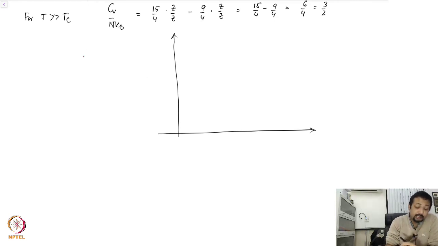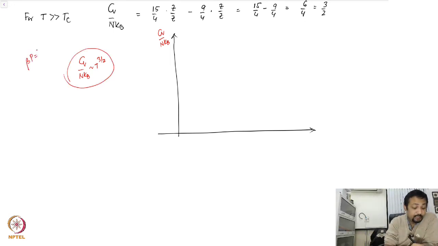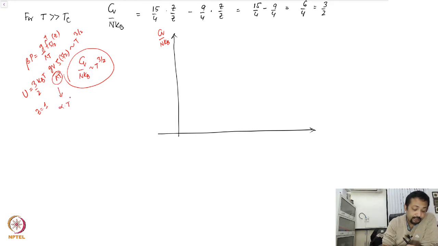for T less than Tc, Cv over NkB goes as T to the power 3/2. So this is Cv over NkB, right? If you have forgotten how we got this result, then I know that beta P was g over lambda T f5/2 times z, and from this we calculated U was 3 by 2 kBT gV over lambda T f5/2 times z, and we substituted z equal to 1 for T less than Tc, which gave us zeta 5/2. Since I have a 1 by lambda T in this, it goes as T to the power 3/2, since this quantity goes as T to the power minus 3/2.